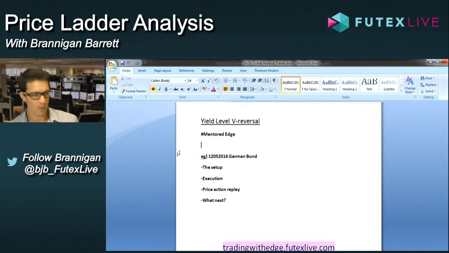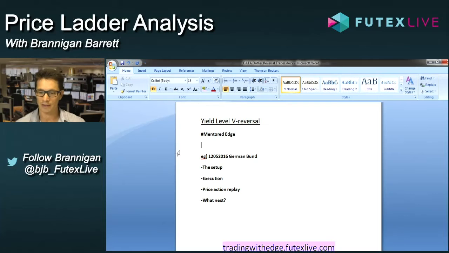This is a price action replay session. What we're going to talk about today is called a yield level V reversal. You only see this in the bond markets, across major developed bond markets, whether it's the US, European, or Italian. This is a fantastic play. The wonderful thing about it is that you pick it up on a yield chart, so it's not very obvious to a lot of retail traders. But the bigger institutional players, the banks and the hedge funds, pay attention to these yield levels, and that's why we get a very specific price action called the V reversal.